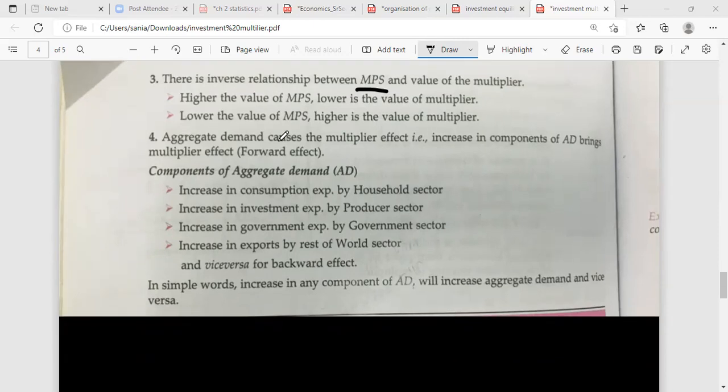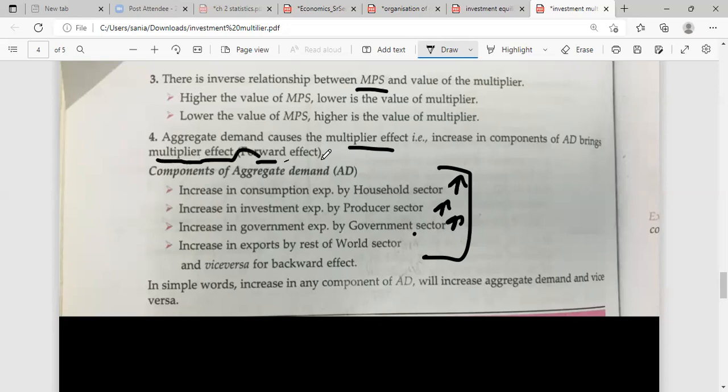Now next one: aggregate demand causes the multiplier effect. An increase in a component of aggregate demand brings the multiplier effect, the forward effect. You know the components of aggregate demand, so you don't need to write them. If there is an increase in consumption of households, or in the producer sector, the government sector or exports, it will automatically lead to the multiplier effect, the forward effect. So any increase will lead to a good effect for the multiplier. So you will write: increase in components of AD brings multiplier effect. Which one, backward or forward? Forward one.